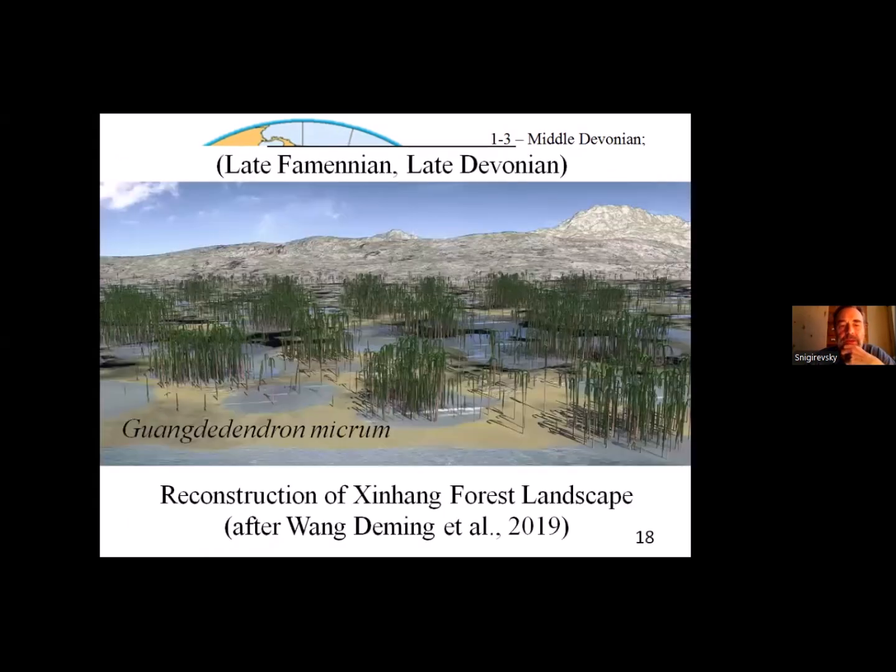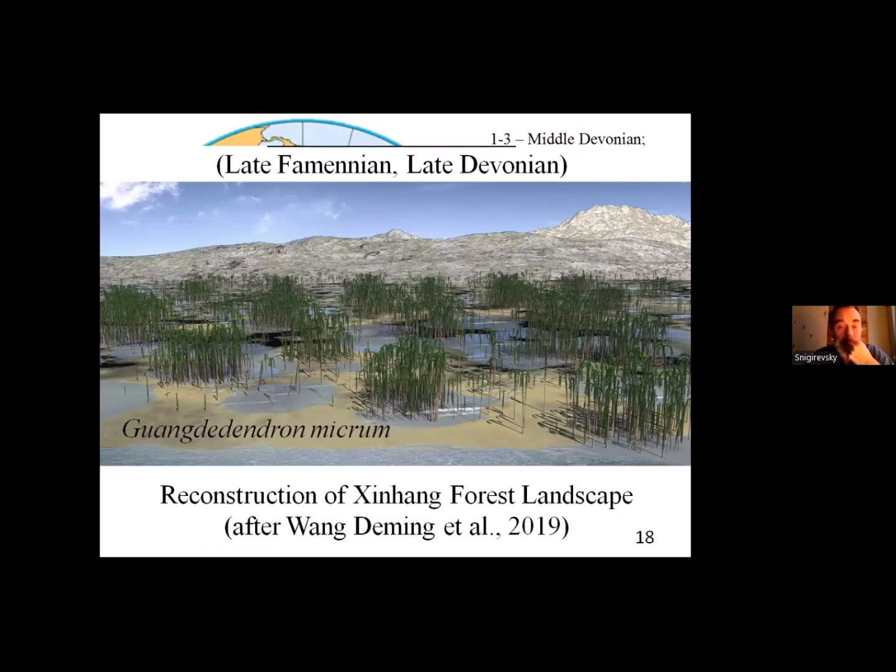And then the late Famennian fossil forest of Xinjiang was dominated by Guangdedendron micrum. It's arborescent but very small lycopsids, which are the dominant form in these fossil forests.